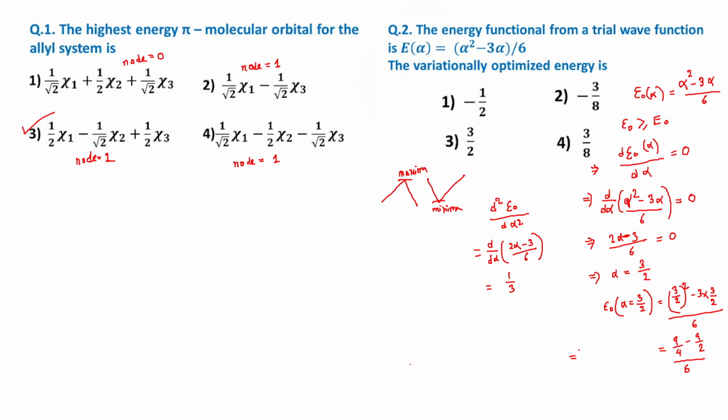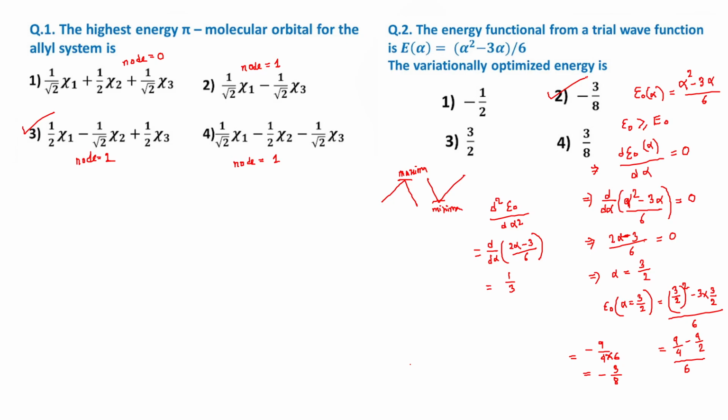So the energy value that we are going to get is minus 9 by 4 into 6, that is 3 by 8 minus 3 by 8. So the second option is correct. So the variationally optimized energy is minus 3 by 8. There are obviously some units, but they're not given, and we don't have to think about it. So that is how you do a variational theorem problem.